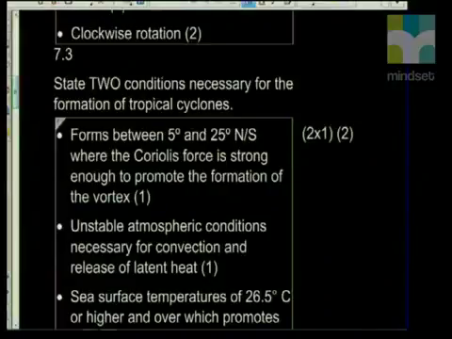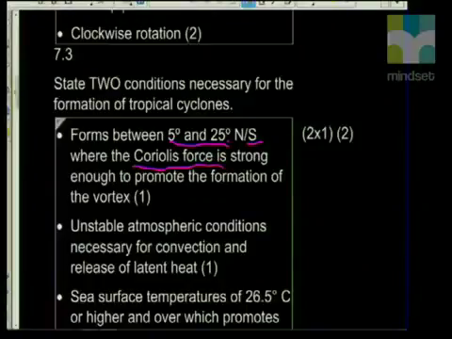It forms between 5 and 25 degrees north and south. You know Coriolis force is very limited at the equator. There's no relationship between KZN and this because we basically asked you for the conditions. So for the recurving of the easterly winds, we need that. Unstable atmospheric conditions, you know that. If it's not unstable, air doesn't rise. If it's stable, air sinks. So how are you going to get a very low pressure if air does not rise?